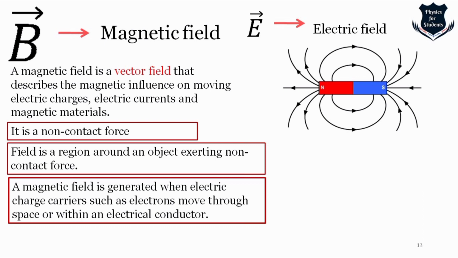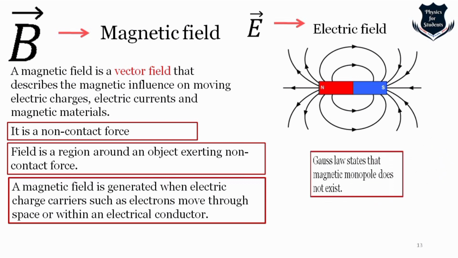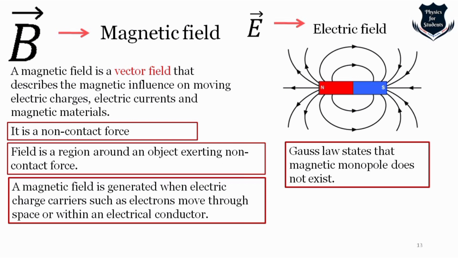Here on your screen, a magnetic field is generated when electric charge carriers such as electrons move through space within an electric conductor, right? And Gauss's law states that magnetic monopoles do not exist. If you have a collection of charge, then electric flux starts on a positive charge and ends on a negative charge. But in the case of a magnet, it is not so. This entire integral, as we develop further, will show that magnetic poles do not exist. So this is an intuitive and clear understanding of what we mean by magnetic fields.